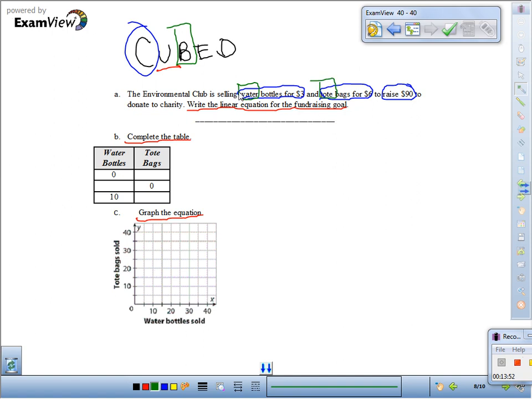So what variable can I use for water bottles? W, I'm going to label it there. How about for tote bags? T, I'm going to put a little T. A tote bag is a bag, like any bag that you can carry something in that's not a backpack, pretty much. Like a Walmart bag. If you can put stuff in and you grab it with a handle, it's a tote bag. Not a backpack.